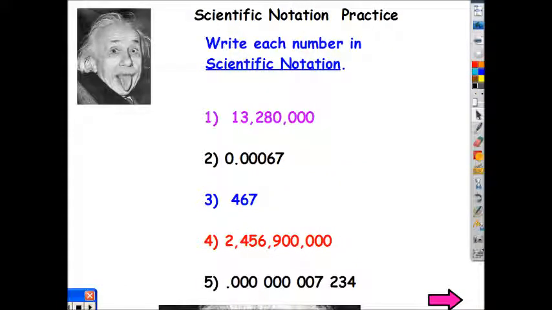Let's try number 5. Notice I wrote it like this. Putting the spaces behind a decimal every 3 places is the same as putting commas in front. It makes it easy to read. Press pause and come back.